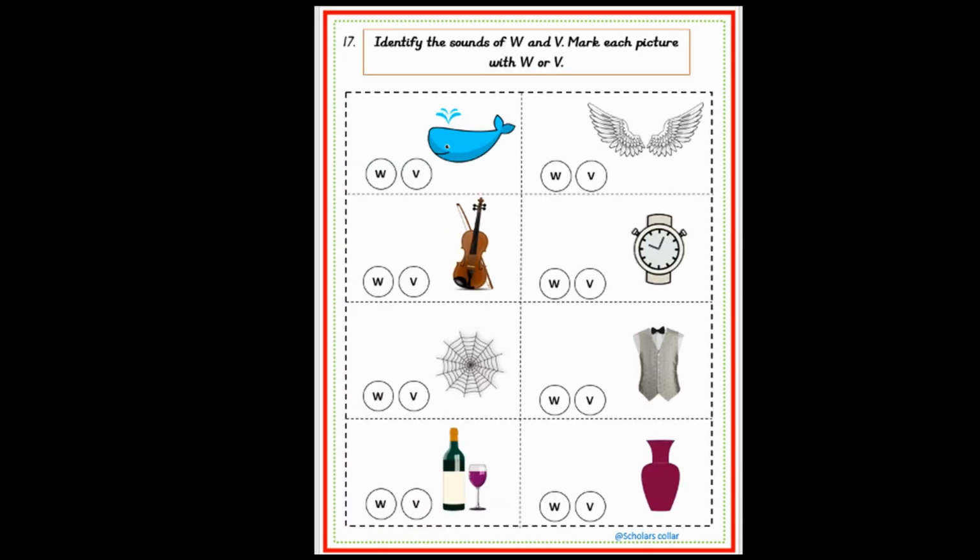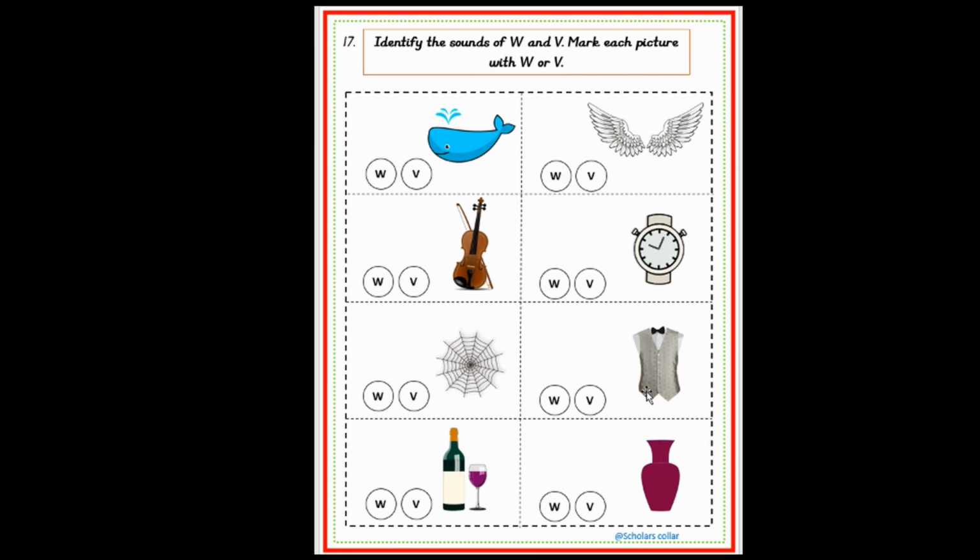Identify the sounds of W and V. So you're going to look at the picture and decide whether it's a W sound or V sound. So this is a whale. So you're just going to go ahead and check mark on W, because it's a W sound. So this is a very good practice for your children for pronunciation. Okay, wings are W.